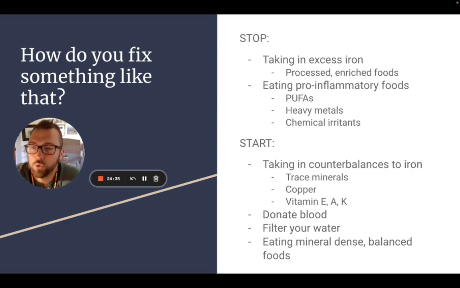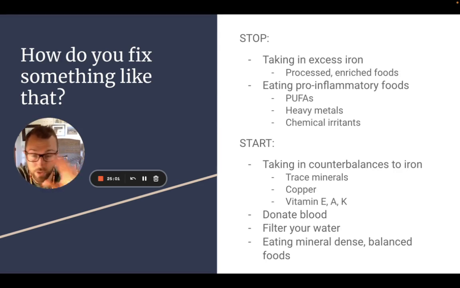But now, how do you address it, right? What are we supposed to do about it? First things first, you have to stop the intake of iron, right? Our body processes iron so efficiently and releases it so slowly that we need a way to bind any unbound iron and offload any extra iron that we already have, right?